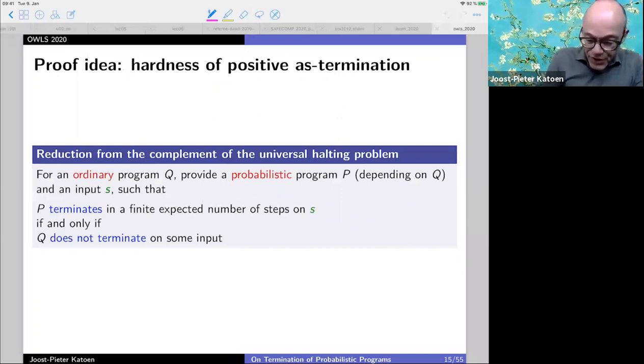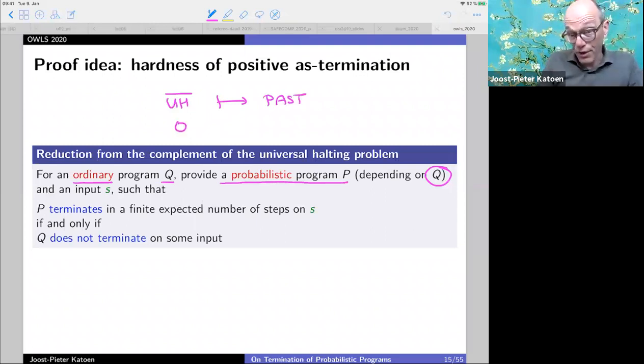We give as input an ordinary program Q, and the idea is that we map it to a probabilistic program P plus an input. And of course, this program P may depend on Q. Okay, so we want to have a reduction from the universal halting problem to the PAST problem. Here is the input Q, which is an ordinary program, no coin flips. And here we get a program with coin flips plus an input state.